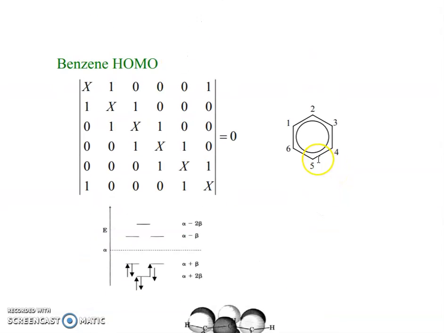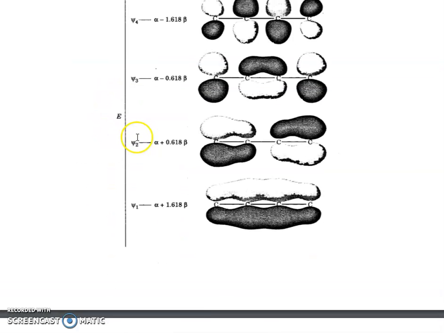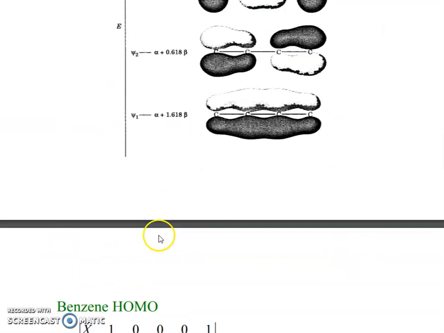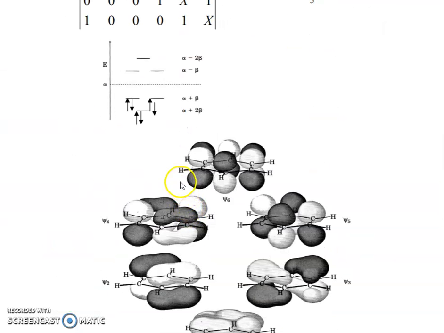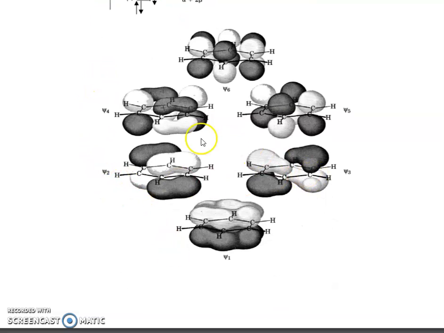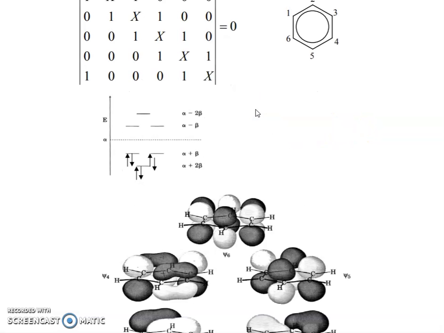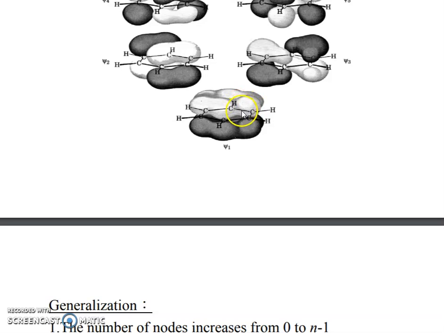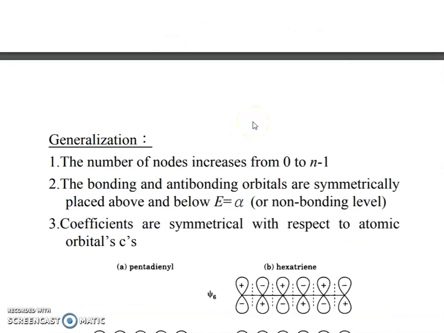Same as for benzene. You can see here, you can solve like this. So we have the alpha here, E. So psi 1, psi 2, psi 3, psi 4, psi 5, psi 6. So this is the orbital line. Now generalization.